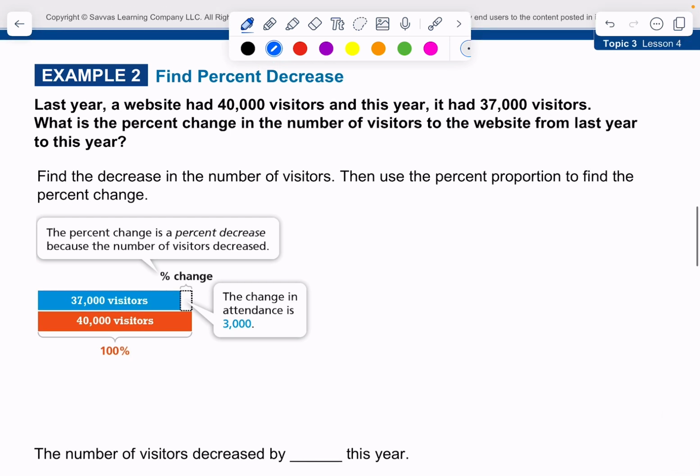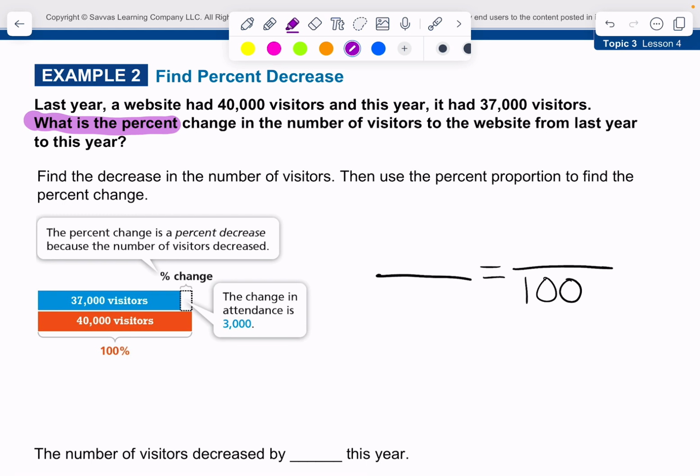Here's another example. Remember, even if we have no idea what we're doing, this proportion should always be on our paper or whiteboard as our starting point. Last year our website had 40,000 visitors, and this year it had 37,000 visitors. What's the percent change in the number of visitors from last year to this year? Again, we're solving for the percent, since the question is asking what the percent is.